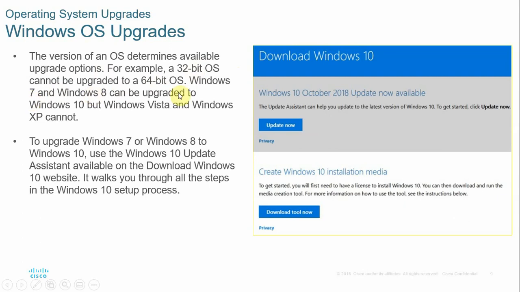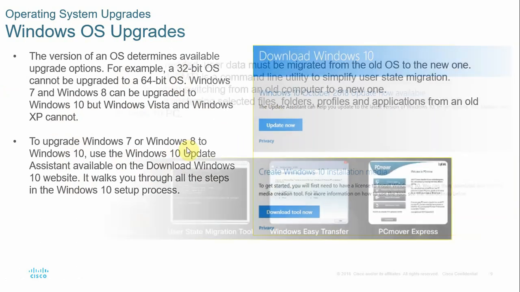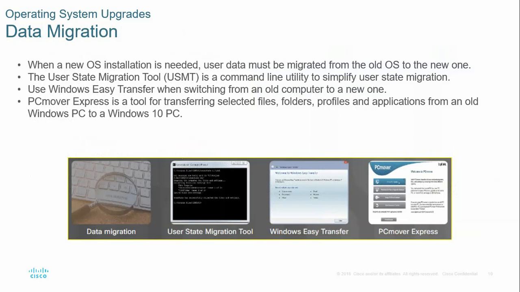Windows 7 and 8 can be upgraded to Windows 10. When I bought my laptop, it was Windows 8, so later it was updated to Windows 10. Whereas XP and Windows Vista cannot be updated to Windows 10 because they are 32-bit operating systems. How can you do it? You can do it using the download Windows 10 option through the Microsoft website. You can download or update from the Microsoft website itself. They will give the link to update your operating system.